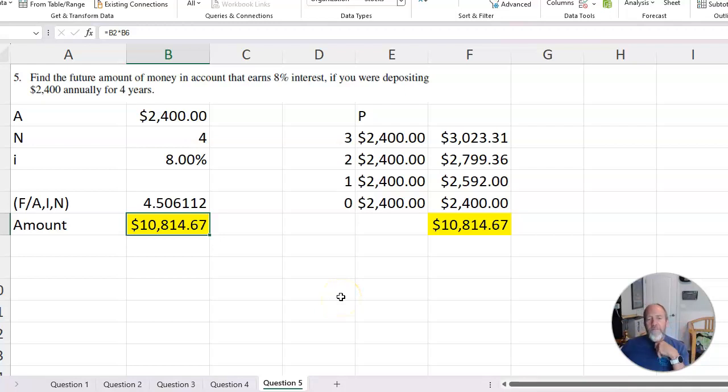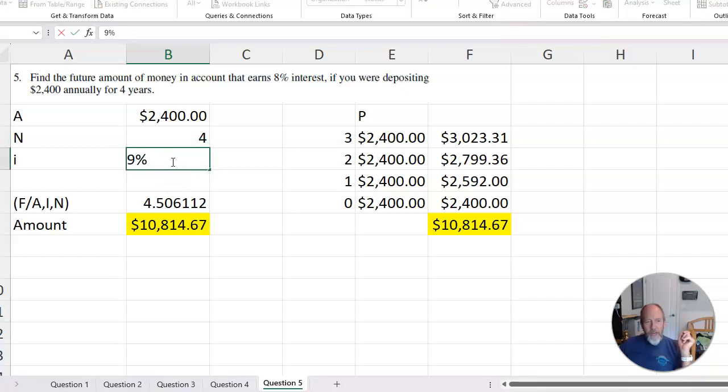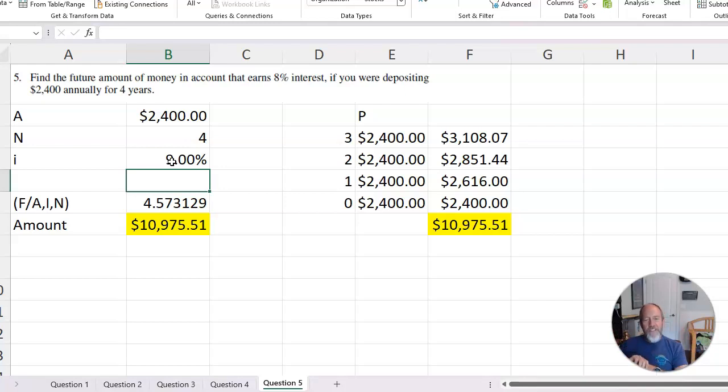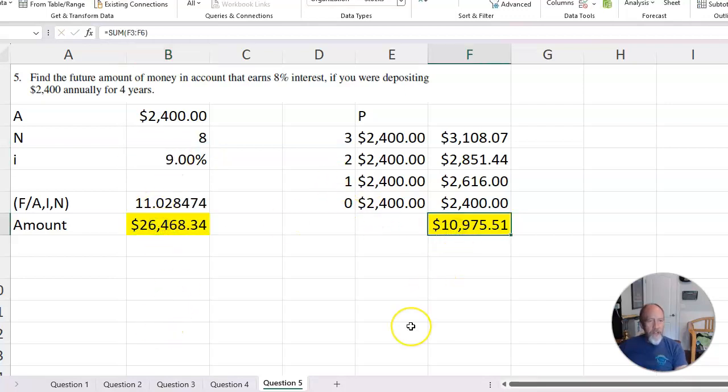Here's what I recommend. I highly recommend you create a spreadsheet that does these calculations, but don't worry about what problem you're actually solving. Leave it generic so that you can change these numbers. For example, what would this be at a 9% interest rate? Well, if I put a 9 in there, voila, everything just changed. So if I actually had to calculate this exact problem with different numbers, I could do it. Now, if I change the n to 8, that's going to work over here, but it's not going to work over here because I'd have to create 4 more rows.